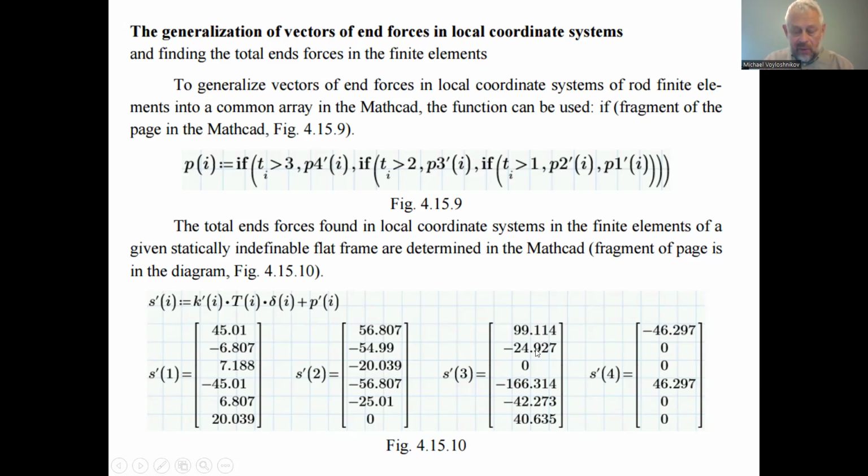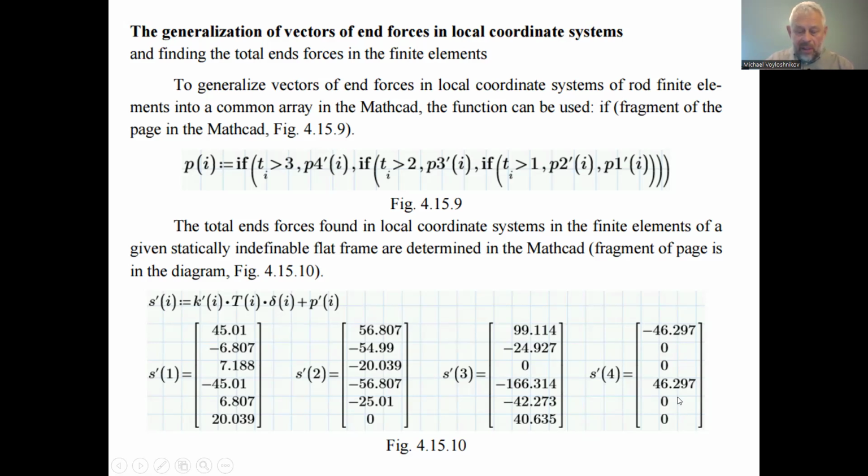The longitudinal force, the transverse force, and the bending moment at the beginning of the finite element. But the beginning is the hinge connection to the other finite element, so we have 0 moment. And finite element number 4 is the vertical stand between node 3, the hinge, and the fixed hinge in the support. So we have only the longitudinal force.